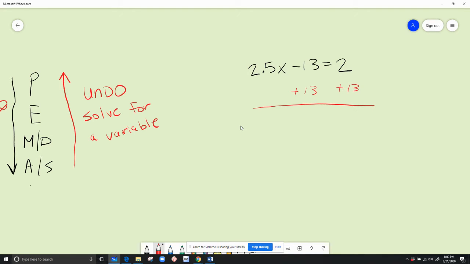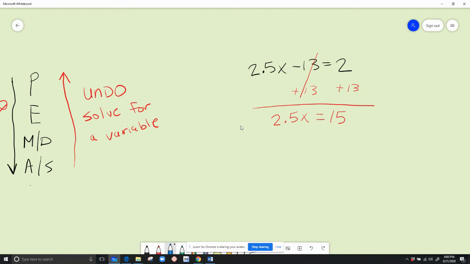On step three, using reverse PEMDAS, we're getting x by itself. So we have 2.5x left over because that all canceled out. And 13 plus 2 is 15. Awesome. So now you say, do I have any more addition and subtraction? The answer is no. Nothing is being added or subtracted.